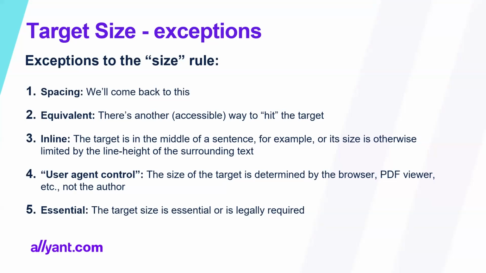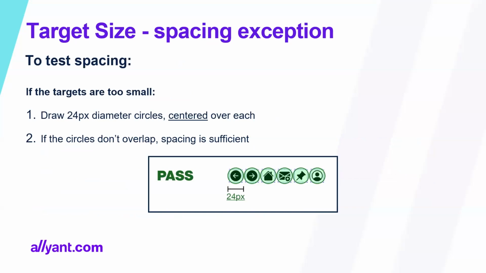And then the fifth exception to the rule is if the target size is essential or is legally required, right? So basically, like if you have to have the target size, like legally, it can only be this big, then, well, legally, we got to meet legal requirements, right? So there is the exception for that. So the interesting one here, though, is the first exception, and that is for spacing, right? So technically, I guess you are allowed to have targets that are too small, as long as they are spaced far enough apart, right? So how far is far enough, right?